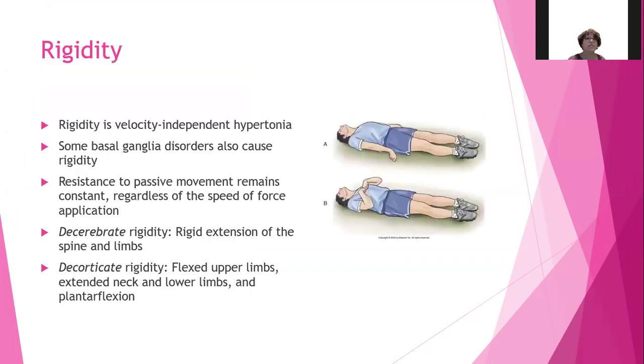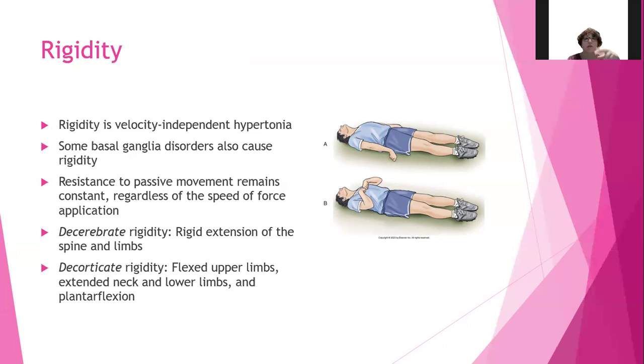So rigidity, it's velocity independent hypertonia. Remember, spasticity is velocity dependent. Some basal ganglia disorders cause rigidity, particularly axial rigidity, rigidity of the trunk. Resistance to passive movement remains constant regardless of the speed of force application.